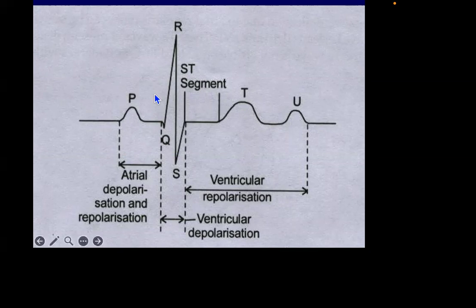We say that the initial positive deflection in the ECG is the P wave, and this is the P wave. Look to the normal contour and the duration of the P wave. And the first negative deflection, we say that the Q wave. This is the Q wave, which is the first component of the QRS complex. So this is the QRS complex.